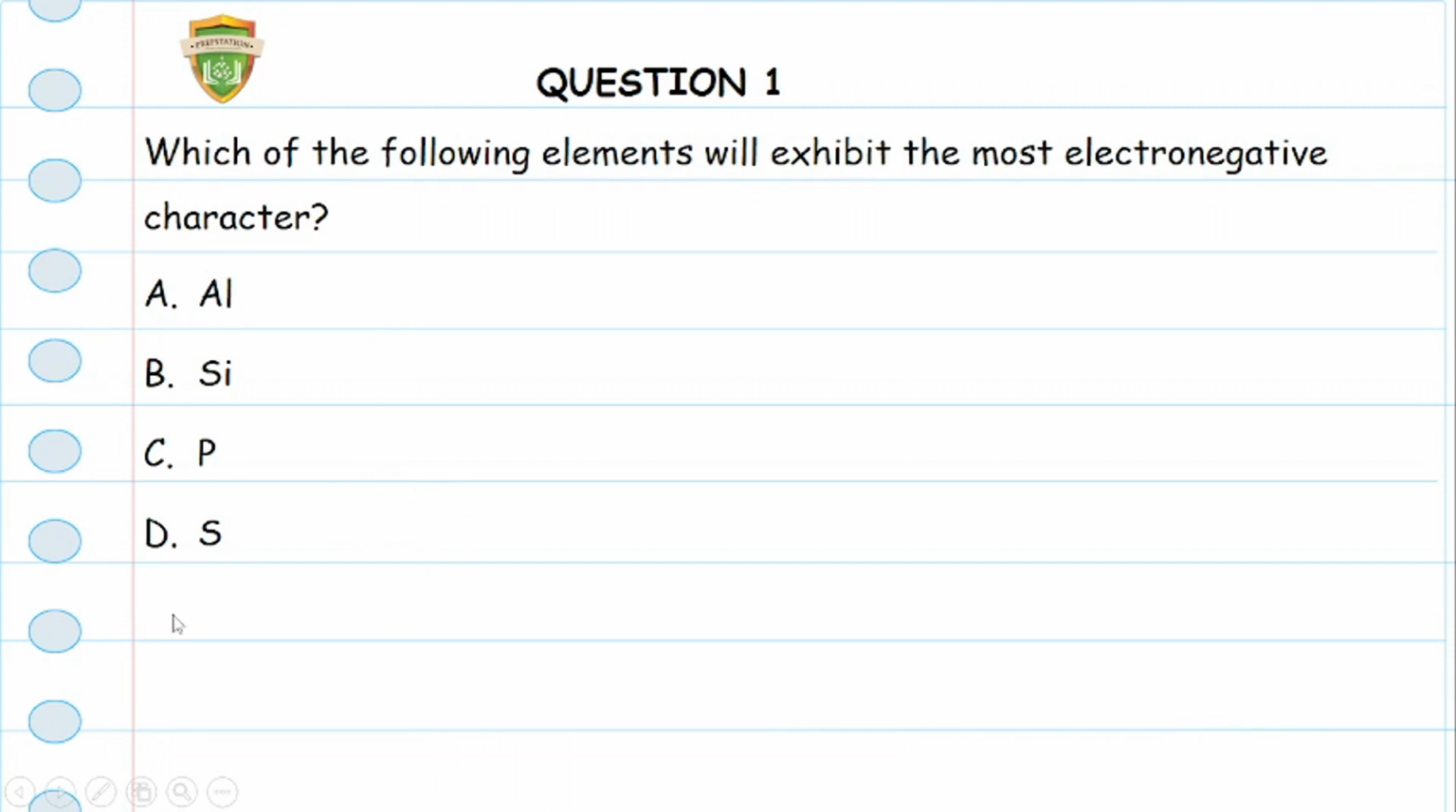One of the properties of period 3 of the periodic table is that as you move from left to right, the electronegativity increases, right? So this is actually the movement from left to right. That means that our answer will be D, which is sulfur.